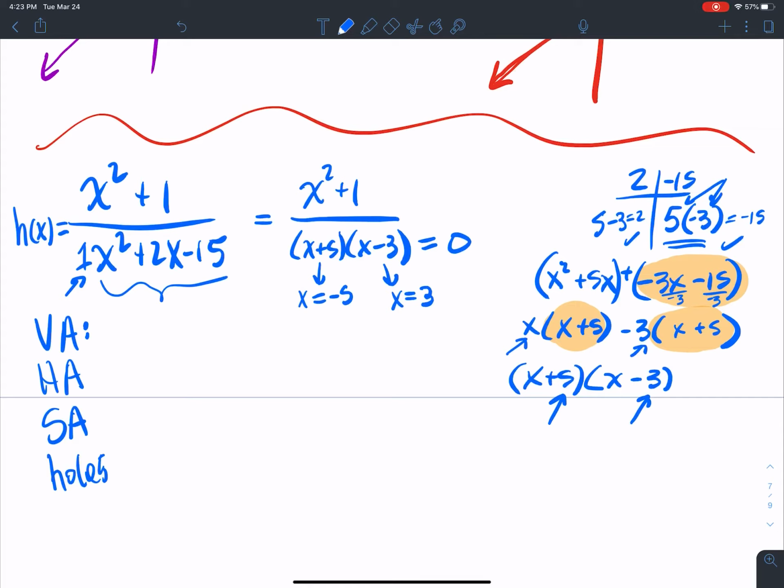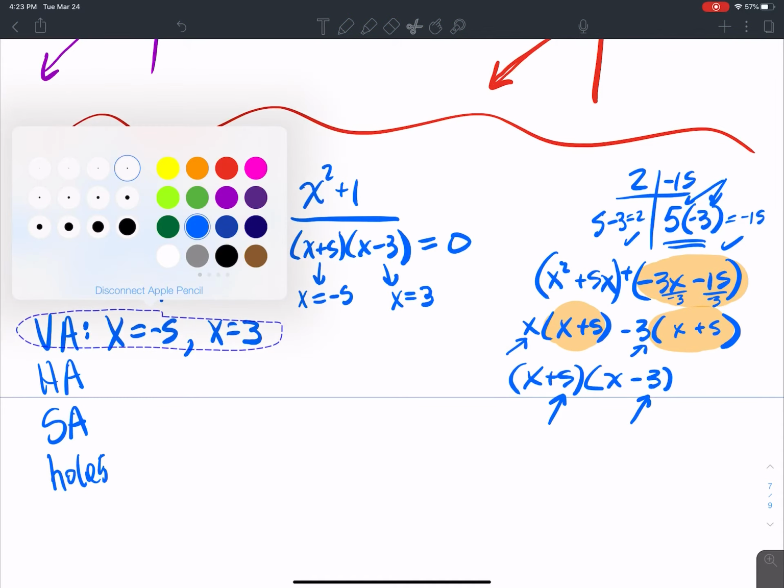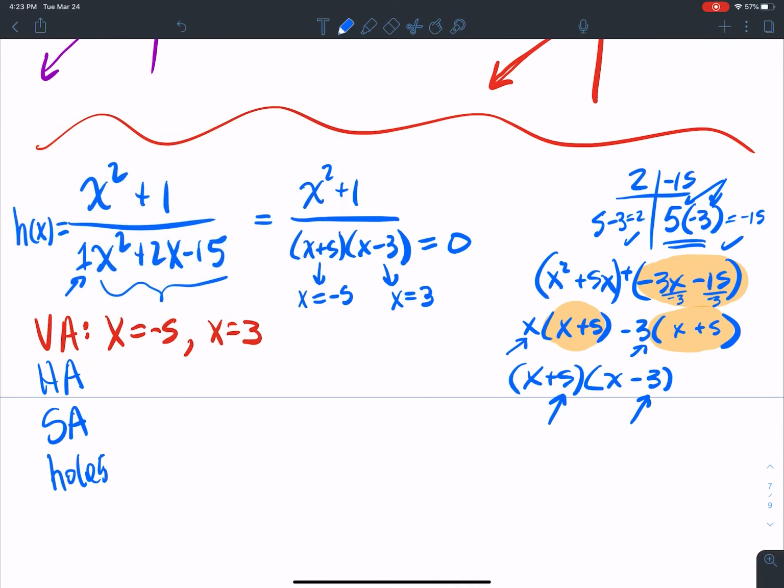All right, so my vertical asymptotes are negative 5 and 3. I'm going to make that red, just because, you know, our stop sign, our red light, we've never crossed the red. Okay. Horizontal asymptote. Do we have one?